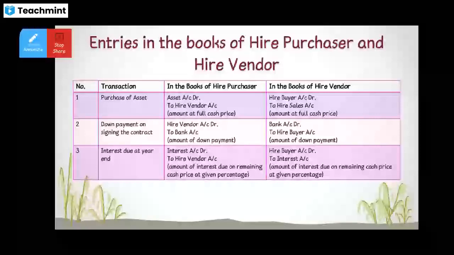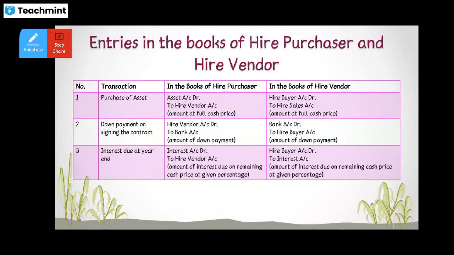So whenever you purchase an asset, that asset is the product. The hire purchaser purchased it from the vendor, right? That product comes into your business, comes into your accounts. So that asset account will be debited, and who is the other party? Hire vendor is the other party. You have not paid the full amount to him yet, right?